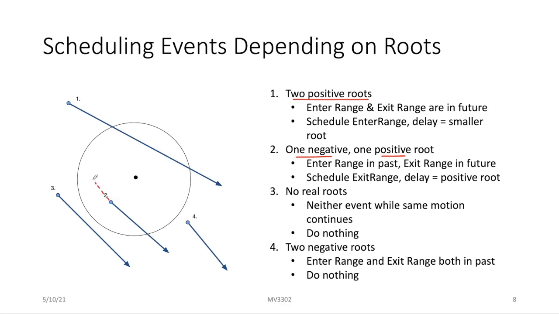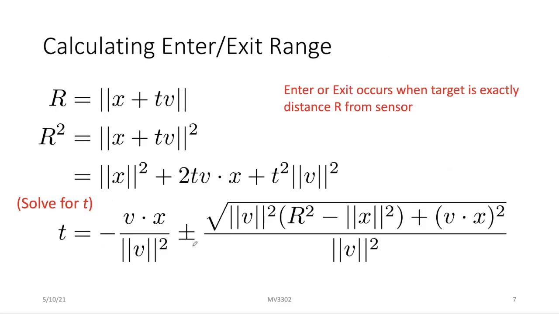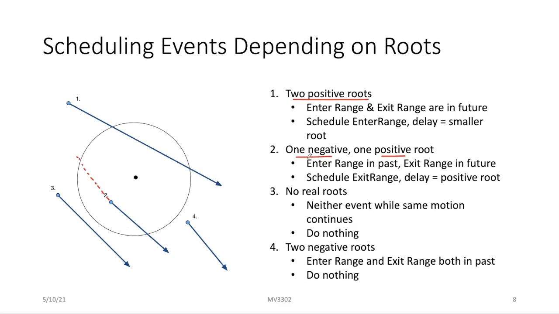The reason for that is that if we'd sort of been continuing this whole thing, not necessarily starting here, that means that we had entered in the past, that's the negative root, and we will exit in the future, that's the positive root. So when we calculate this expression here, if we get one negative root and one positive root, that means that the enter range was in the past, the exit range is in the future. And so in that case, we would simply schedule the exit range with a delay equal to the positive root.